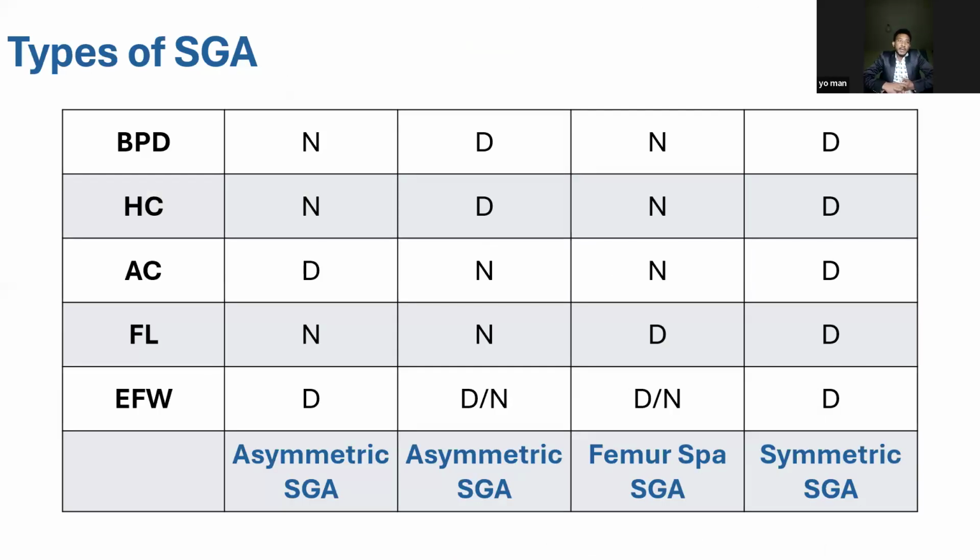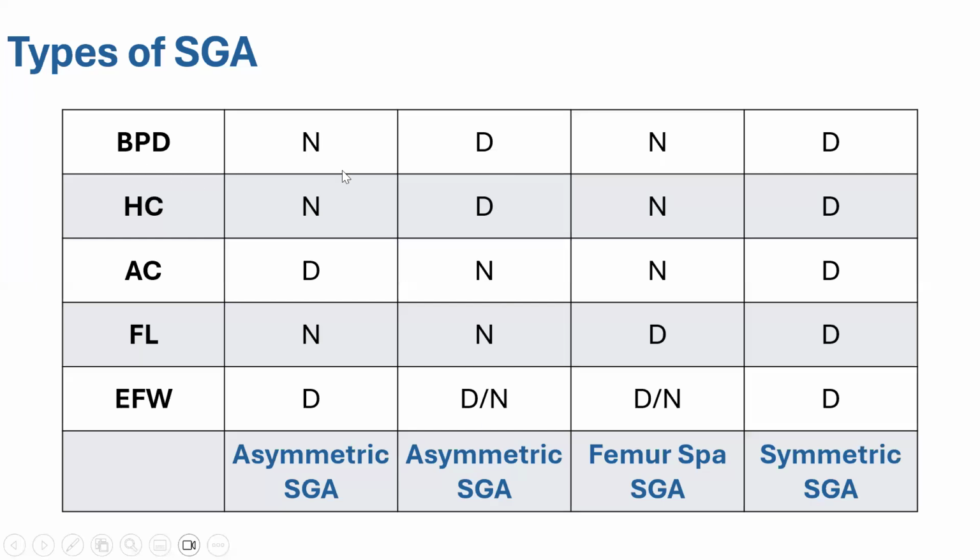So there are different types of small for gestational age. The first is asymmetric SGA. BPD is normal, HC is normal, AC is decreased, meaning below the 10th percentile for the exact gestational age, FL is normal, and the estimated fetal weight is decreased; we can call it asymmetric small for gestational age. If HC and BPD are decreased and the other parameters are normal, the estimated fetal weight could be normal or below the 10th percentile. If it is below the 10th percentile, we call it asymmetric SGA.